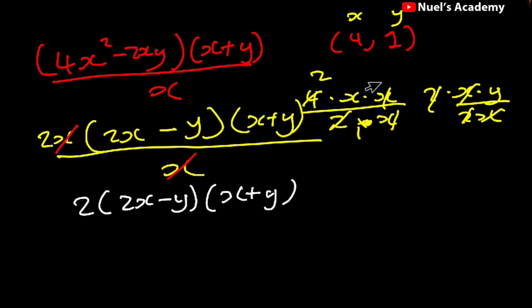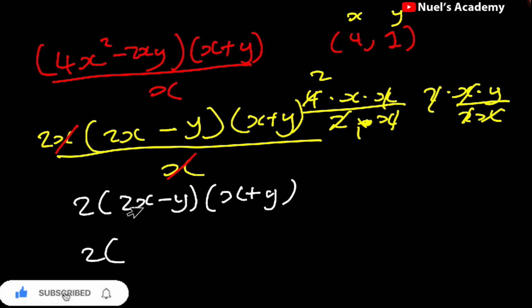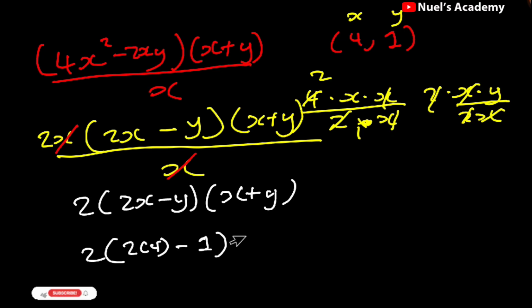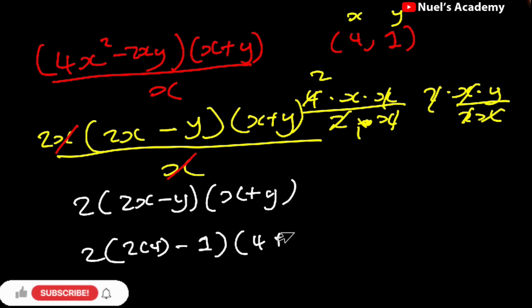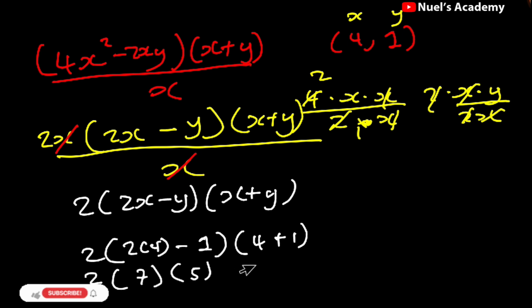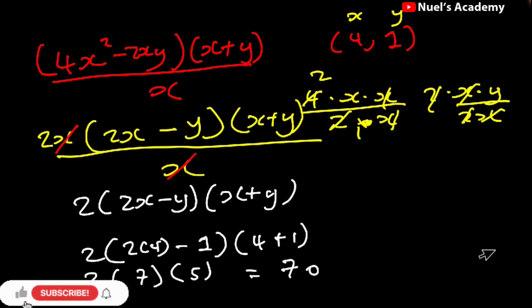Then we're going to evaluate this at x equals 4 and y equals 1. So let's go ahead and substitute. So we have 2 times 4 minus y, which is 1, then into 4 plus 1. So we have 2 into 2 times 4 is 8, 8 minus 1 is 7, then multiplied by 4 plus 1 is 5. So 2 times 7 is 14, 14 times 5 is equal to 70. So 70 is the answer to this question.